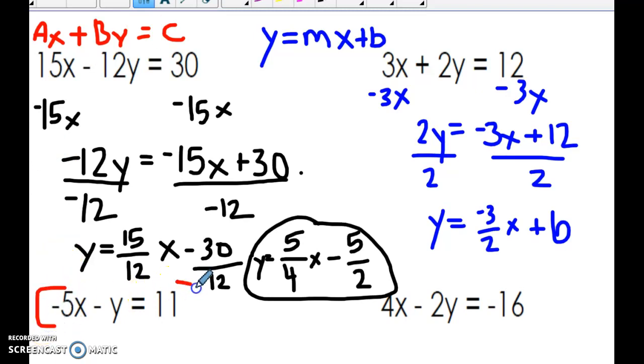So I want you to pause the video and try to change this, and these two at the bottom that are in standard form, to slope-intercept. And when you're done, unpause the video and check yourself.